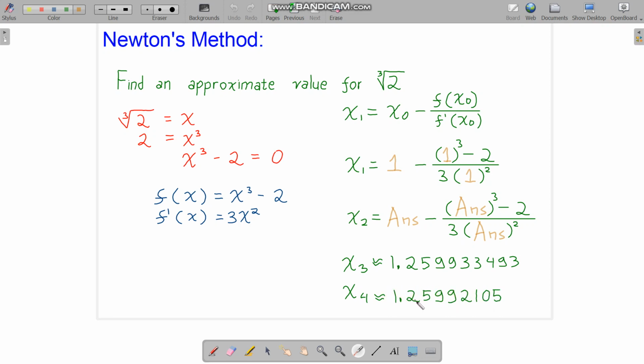So it's correct to 10 significant figures, and you can compare it with the usual calculator value of the cube root of 2, and you'll see that they are exactly the same. Alright, that's Newton's method.